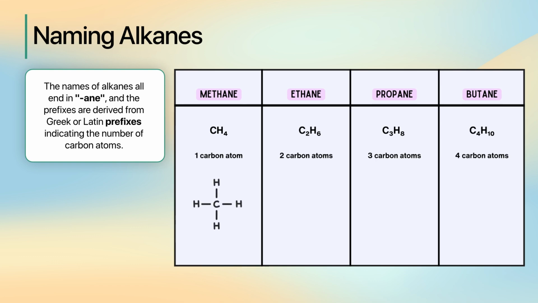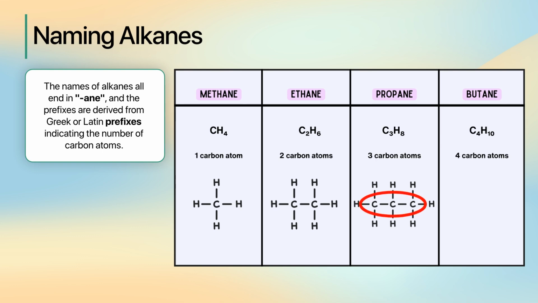Methane is the simplest alkane with the molecular formula CH4. It consists of 1 carbon atom bonded to 4 hydrogen atoms. The carbon atom is at the center, and the 4 hydrogen atoms are evenly spaced around it. Ethane has the molecular formula C2H6. It contains 2 carbon atoms connected by a single bond. Each carbon atom is bonded to 3 hydrogen atoms and to another carbon atom. The structure is straightforward: CH3CH3.